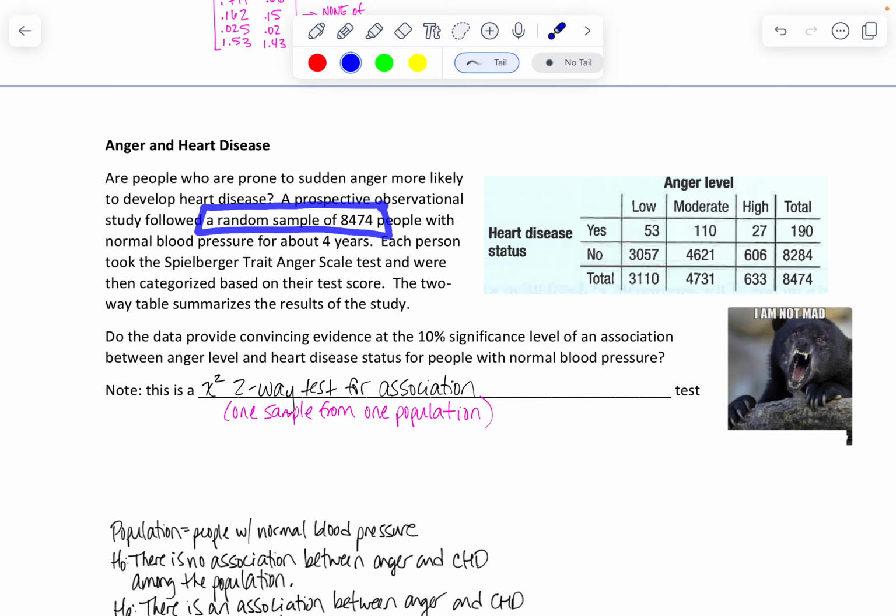Tell me, you guys, is this one population or two? This is one sample from one population. The population is people with normal blood pressure. Okay? People with normal blood pressure is our population, and that's why I wrote it right here. And it's just one population.